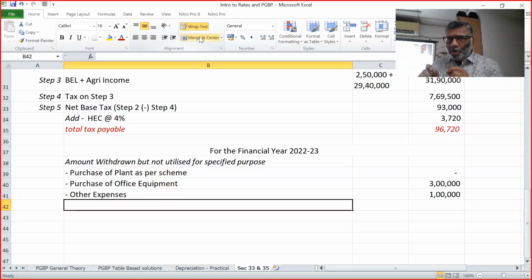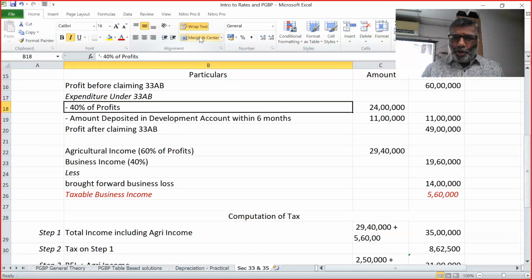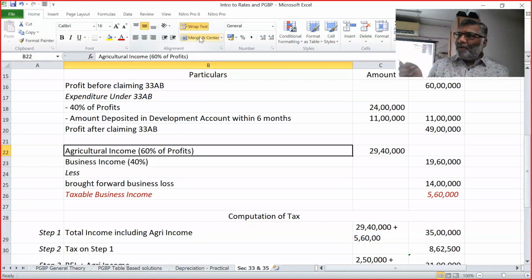Now I want you all to understand something. 40% of this only is taxable, because this is the business income. That is why he was asking me a doubt. Where will you deduct this 11 lakhs? Had I deducted after the split, then the entire business income would have been taxable.